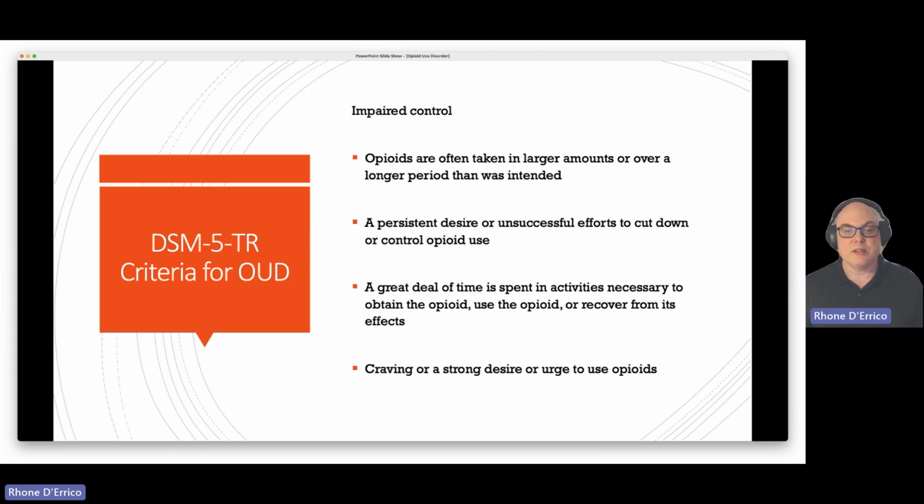So that means if someone is self-administering opioids, if they're taking them in a larger amount or over a longer period than was intended, and they have a desire or unsuccessful efforts to cut down, you're done. You've just diagnosed opioid use disorder. Now, of course, there's 11 criteria to go through, but that just shows you how simple and straightforward it is to diagnose this disorder. A great deal of time is spent in activities necessary to obtain the opioid, use the opioid, or recover from its effects.